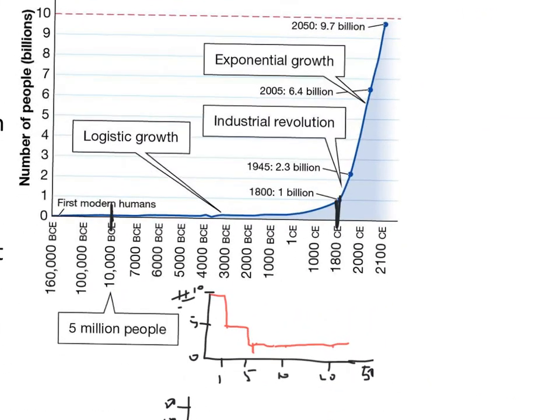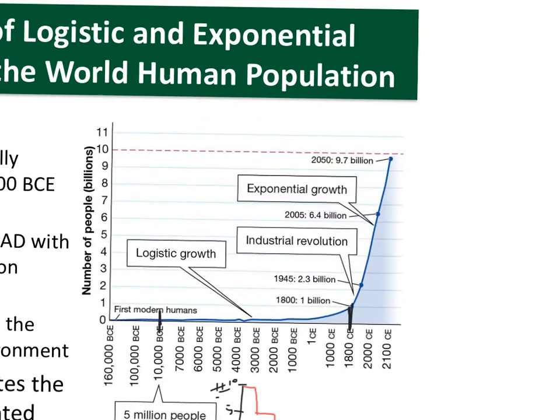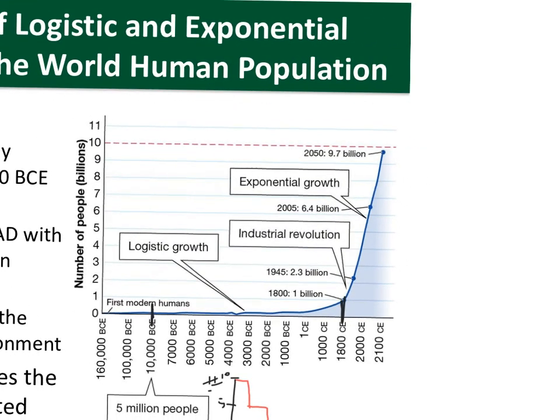Okay, so at 1800, more and more people were living. People were still having lots of children. There was a greater carrying capacity, and the population started to rise. By 1800, it was maybe 1 billion people, spread all over the planet. In 1945, it's still only 2.3 billion. That's a lot bigger than it was, but not like it is today.